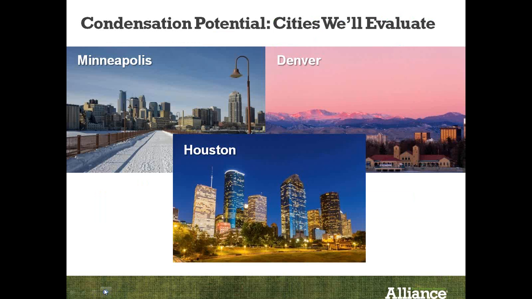So what we've identified is 3 different cities with 3 different climate zones, to give you an example of how this tool works and the different wall assemblies that we're going to run a comparison to, and see how the indoor relative humidity presents either a risk or no risk at all.